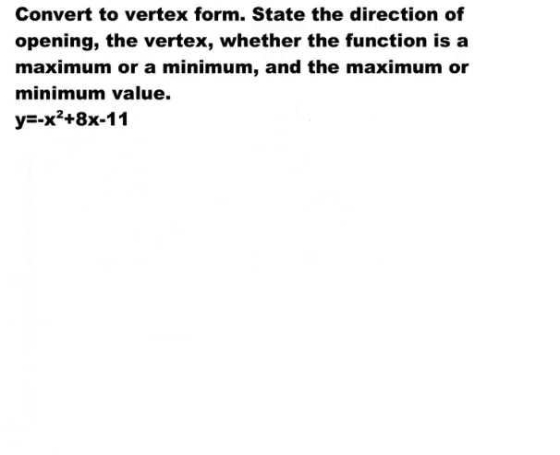The next example wants us to convert y equal negative x squared plus 8x minus 11 to vertex form and state the direction of the opening, the vertex, whether the function is either maximum or minimum, and the minimum or maximum value. To do this one, first of all, your a value is negative 1, so we factor negative 1 out, so we get x squared minus 8x minus 11. We just factor a from the terms that have x.